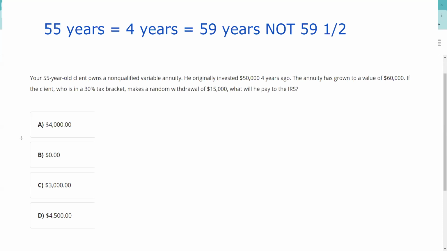First thing we should probably notice here is that we need to make sure this client in these kind of questions is 59 and a half. That 59 and a half is very testable on many exams, right? If you're over 59 and a half, you can withdraw without any kind of a penalty. But if you withdraw before that, you're going to have a 10% penalty. So I think the first thing I would have noticed here as a test taker is that he put in this 4 years ago, he's 55.